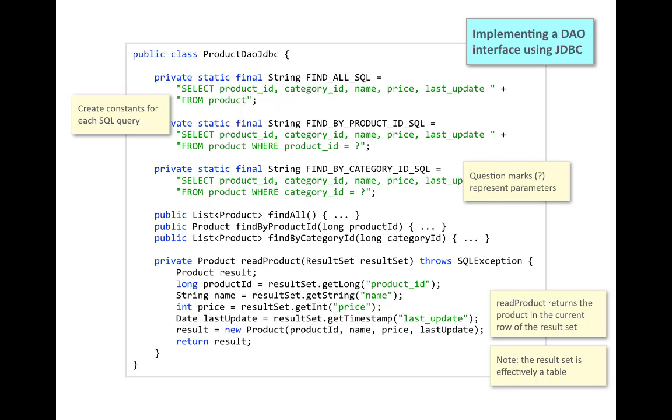Recall that a result set is a Java object that corresponds to the result of an SQL query. Since we're going to be needing to obtain products from the result sets in each of our find methods, we are encapsulating this functionality into a private helper method called readProduct.